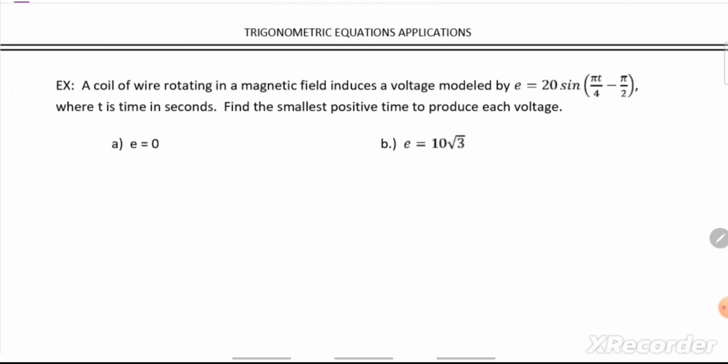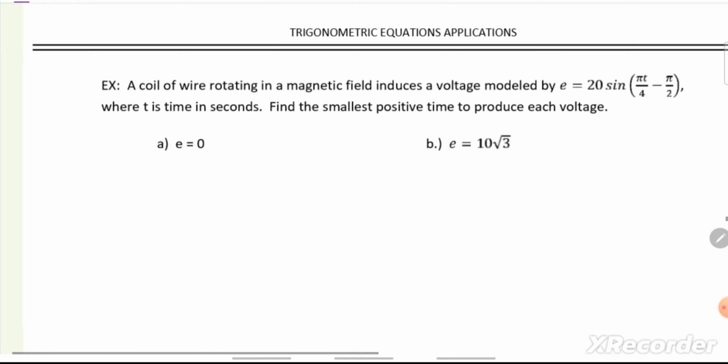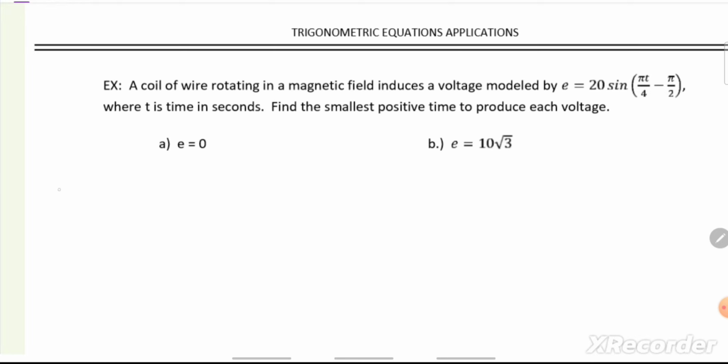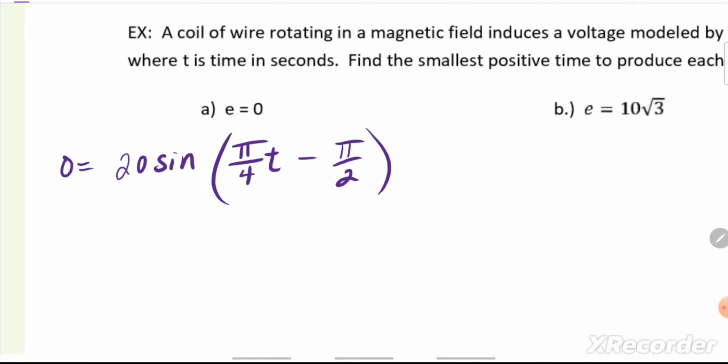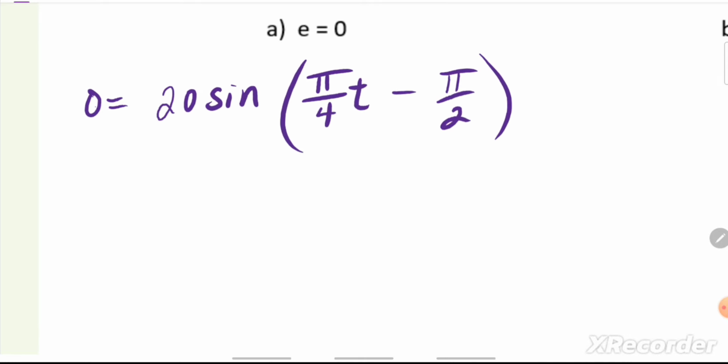So basically, we just have two different problems to do here. Part A, E equals 0. Part B, E equals 10 square root of 3. We'll just plug that value into our equation for E and solve for t. So our first equation to solve will be 0 equals 20 sine of pi t over 4, but really that's like pi over 4t, same thing, minus pi over 2. And we're solving for t.